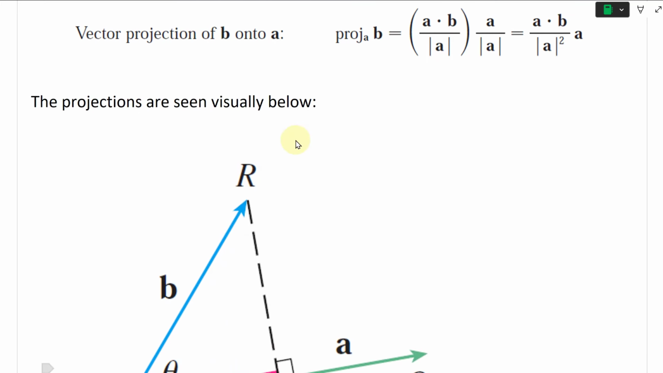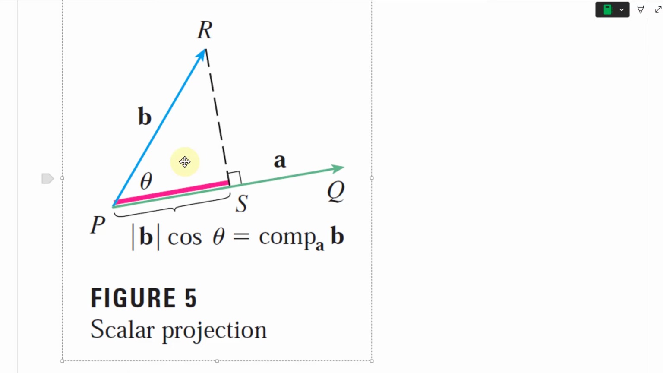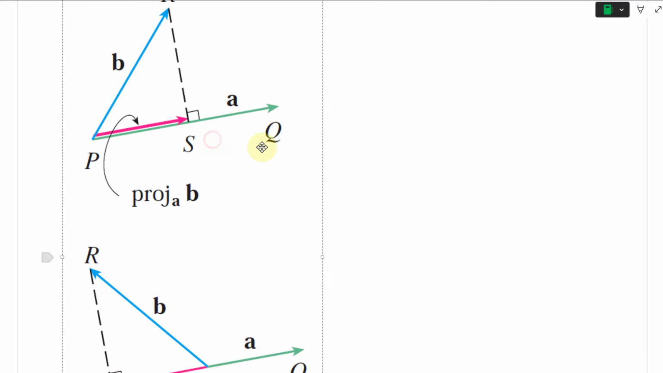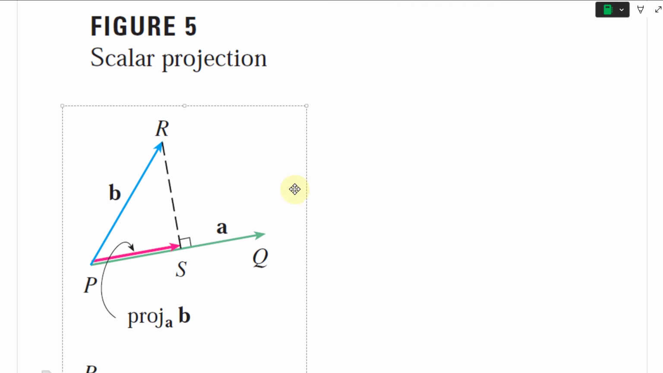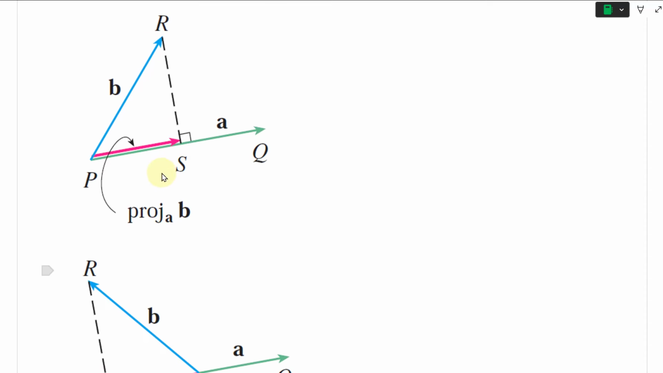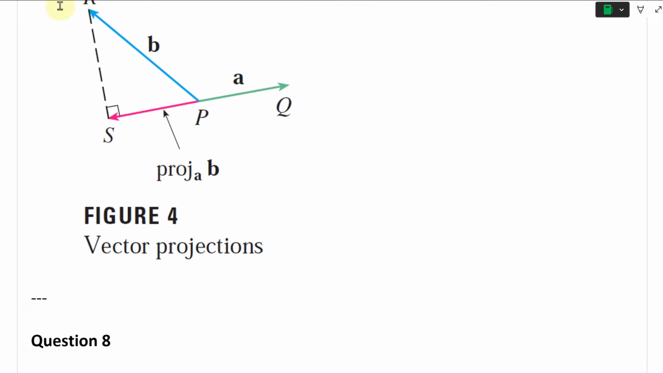The projections are seen visually below. There's the vector projection and there's the scalar projection. You have B onto A, and you get the cosine times the length of B. That's going to be this component of B onto A. And there's the vector projection. It's just without the cosine, just the direction. It does have magnitude and direction, but this is the projection. So this is a projection of B onto A, and here's the projection of B onto A if it's going on the negative side, if you have B pointing to the top left there.